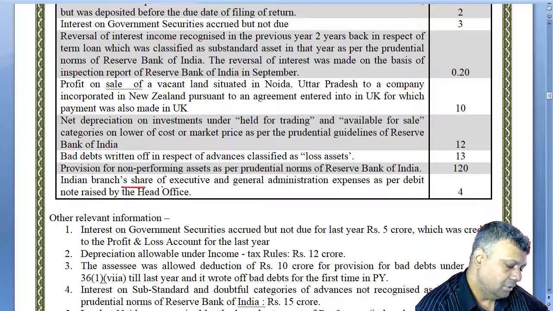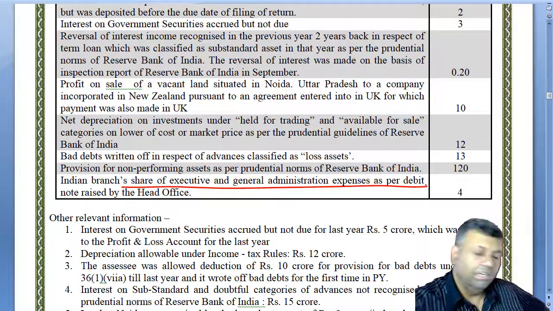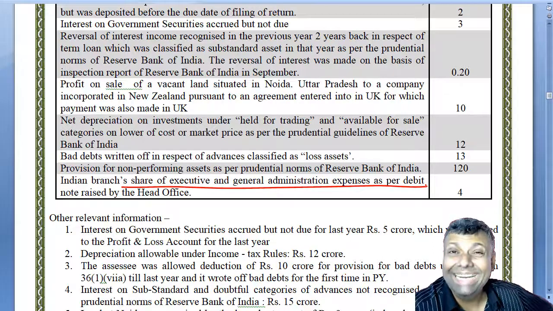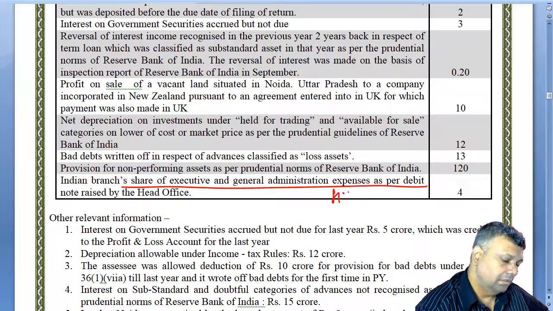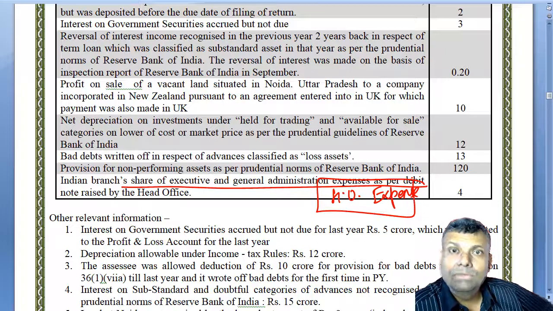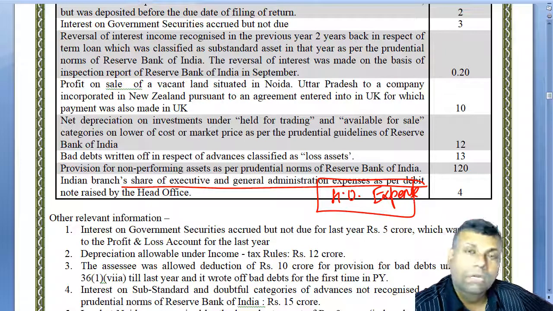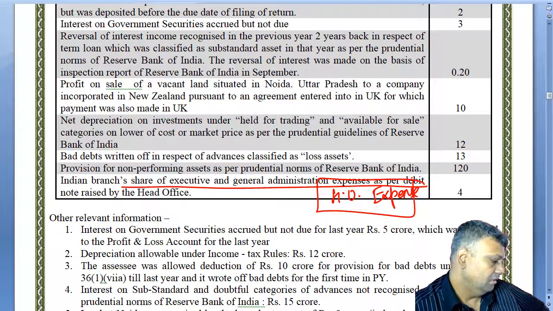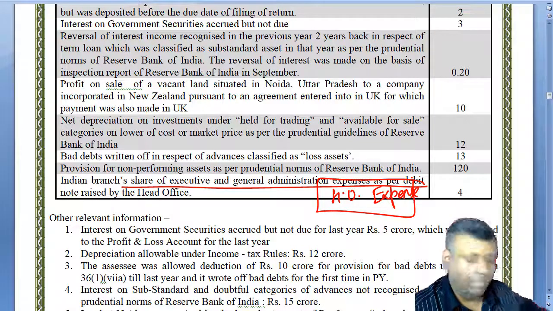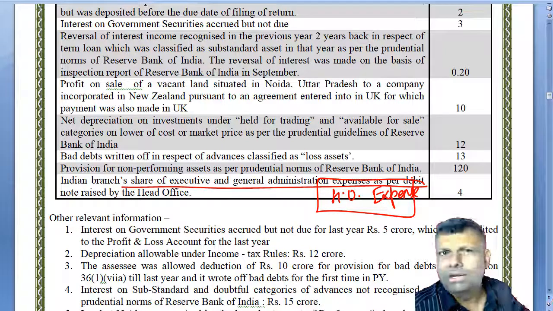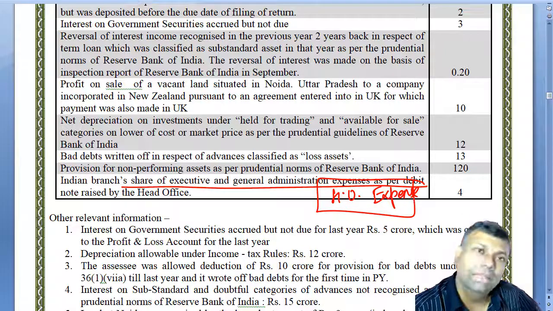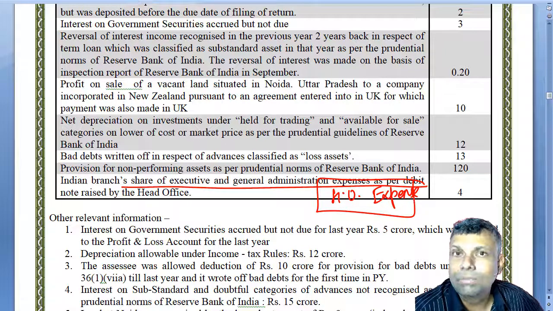Indian branch share of executive general administrative expenses as per the debit note raised by the head office. It is called head office expenses. For the head office expenses also, there is a very special provision, particularly with respect to international taxation, and if it is on actuals, that can be allowed as a deduction. There is some monetary limit also, but we will not do that. I will again discuss it in detail. Very simple calculation, but it is in our international taxation topic of discussion.